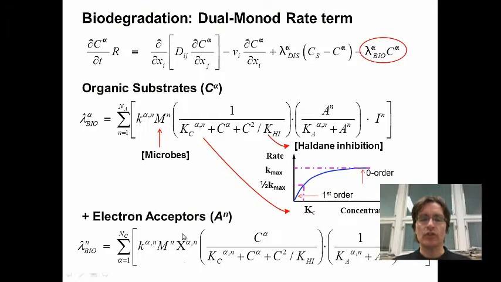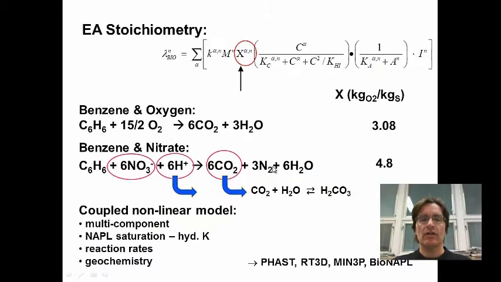And this stoichiometric coefficient here is obtained from our reactions. If we assume they go to completion, for instance, here we have benzene and oxygen. So 15 divided by 2, or 7.5 moles of oxygen are used for each mole of benzene consumed. And here, say 6 moles of nitrate are used per mole of benzene. So we include these stoichiometric coefficients as a mass ratio in our model.